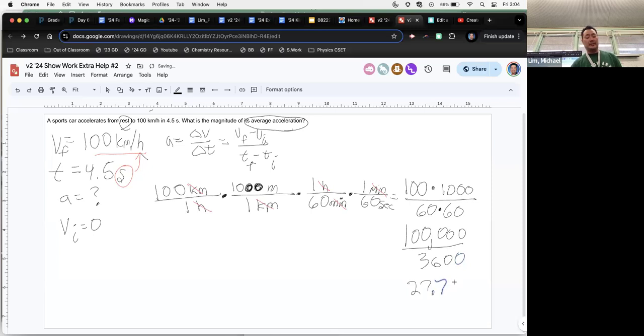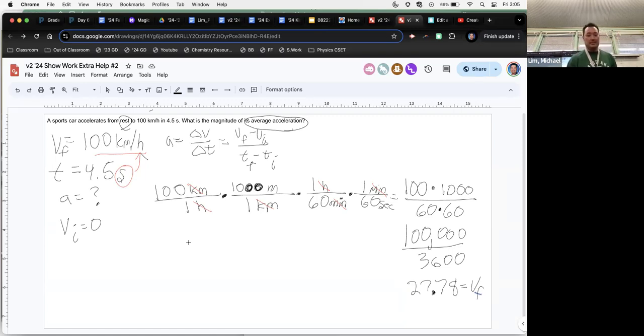27.70. And now we round at the hundredths. So we're going to make it 27.8. And this is just our V. Okay, we just found V sub F in meters per second. The whole goal is to find A. Remember what Emiliano said? So we got to find A.